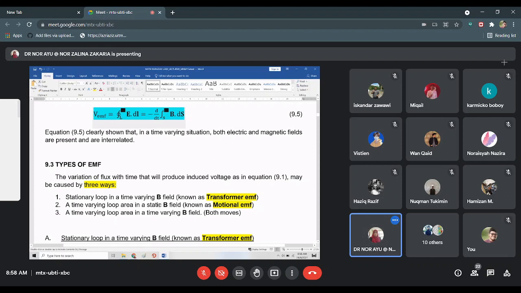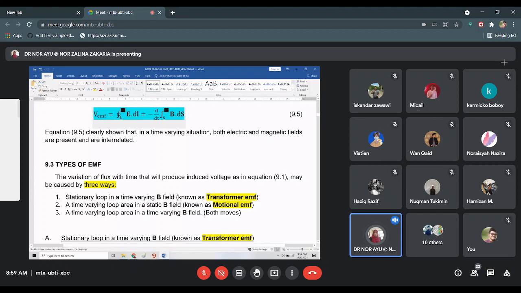Sorry, I have it the wrong way around. So the first one is a stationary loop, meaning the loop is not moving, but the field is time varying. So B is changing, the flux is changing. And then the second one, the loop is now moving, and B is static. And the third one is both moving, so the loop moves and the field also changes. We have three.